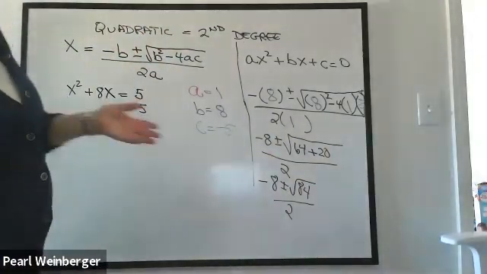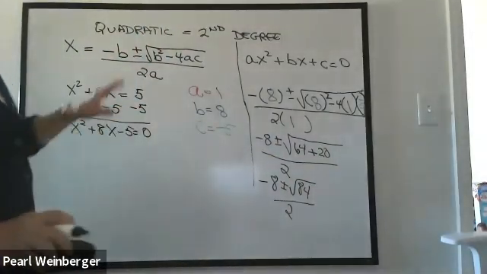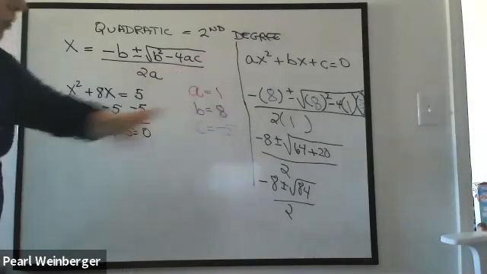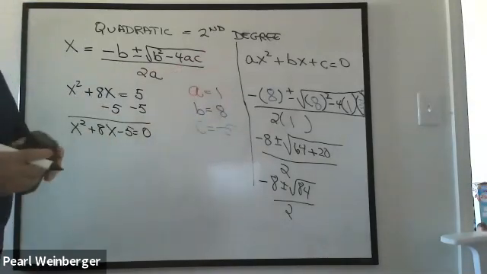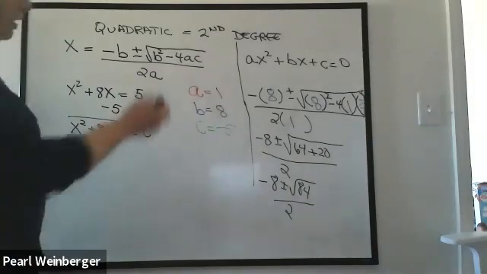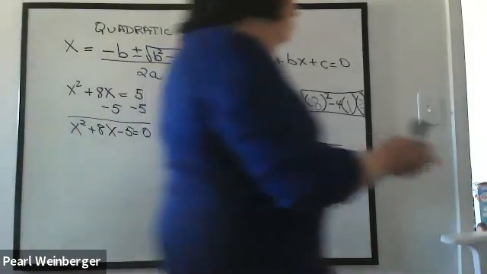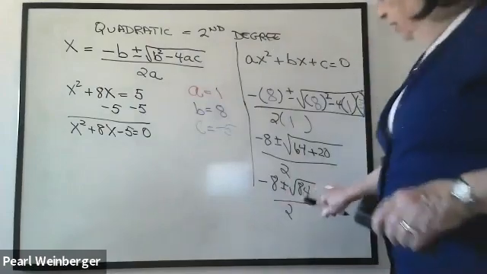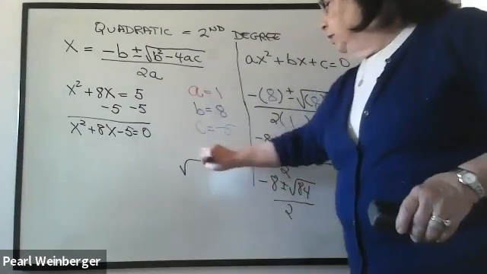And this is our answer, but it's not simplified. This is all the work that we need to do to get the answer. The only thing that's left to do is to simplify the radical. So let's see what we can do with the 84.